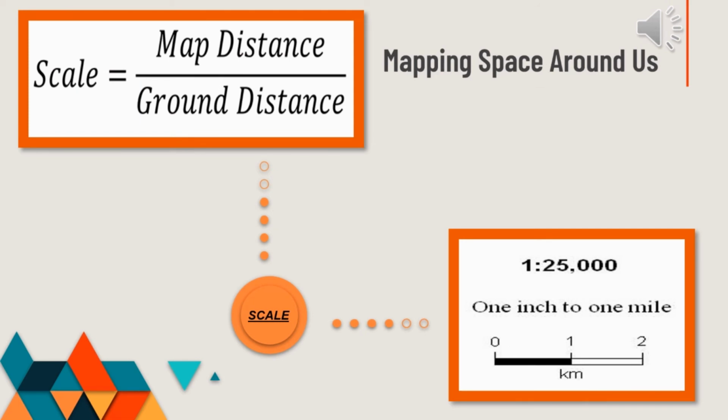Maps use a scale which is fixed for a particular map. It reduces the real distances proportionately to the distances on the paper. So we can say when we find out the ratio of the map distance to the actual distance, we are calculating scale.